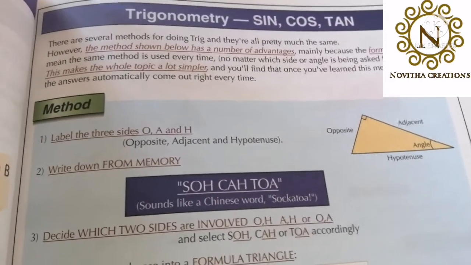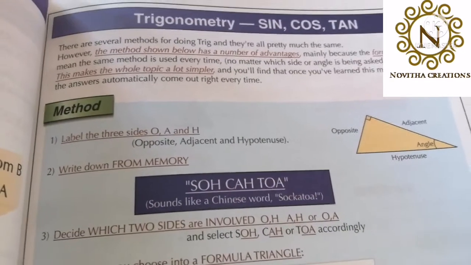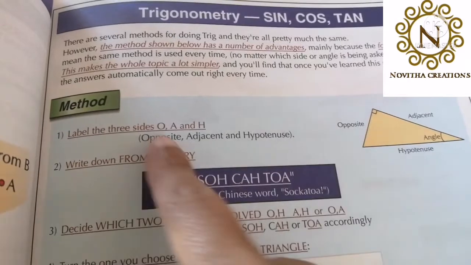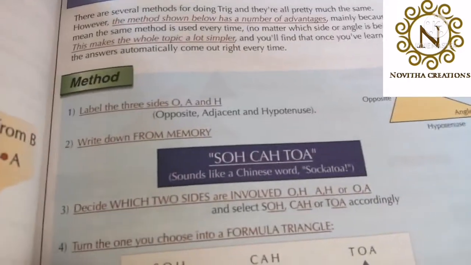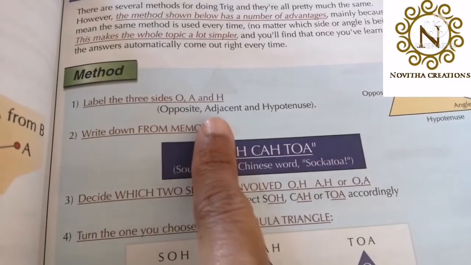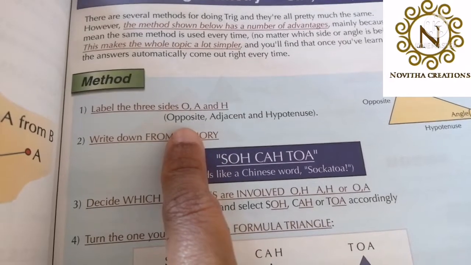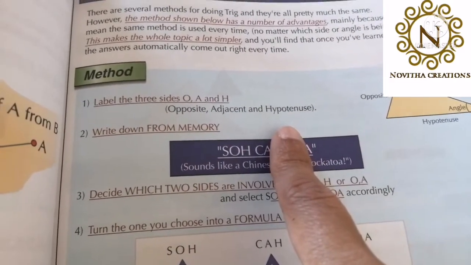Today I am telling trigonometry: sine, cos, tan. So we can see some rules to solve trigonometry problems. Label three sides OAH. O means opposite, A means adjacent, H means hypotenuse.